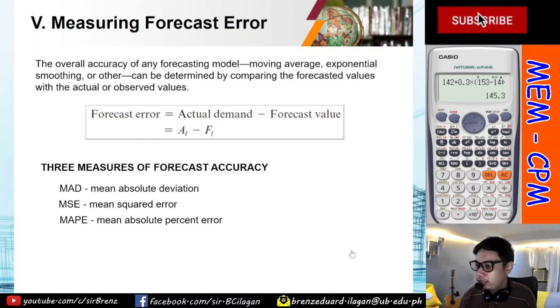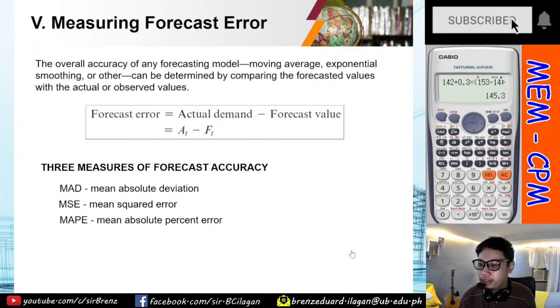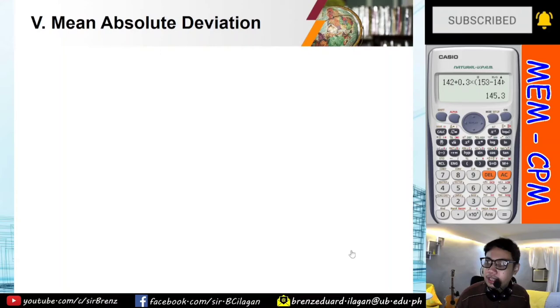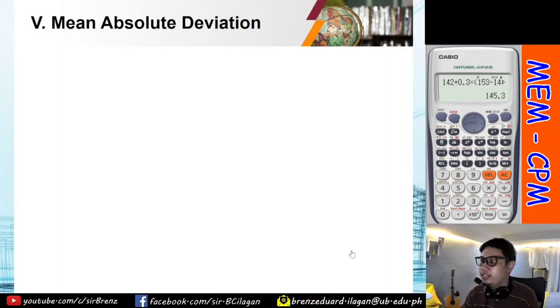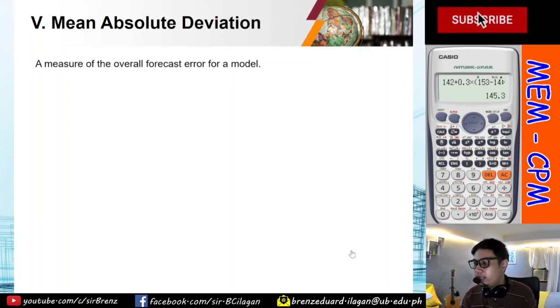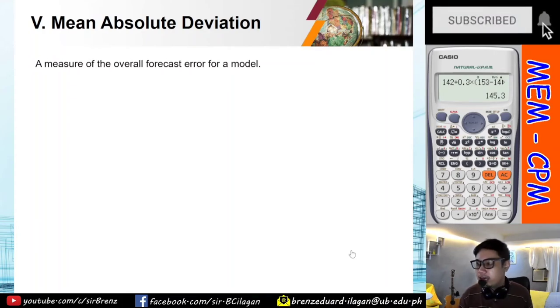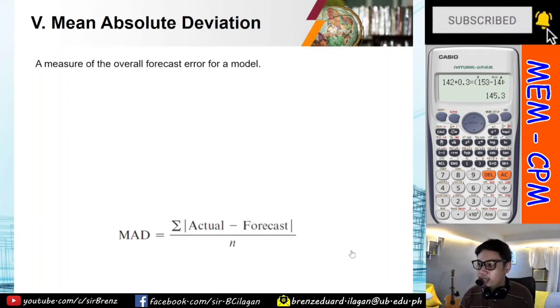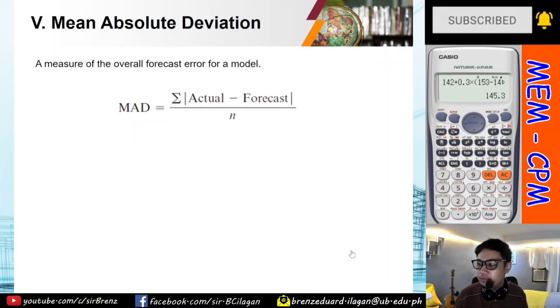We will now discuss and give an example for each measure of forecast accuracy. Let's start first with the first one, the mean absolute deviation. A measure of the overall forecast error for a model is the mean absolute deviation.